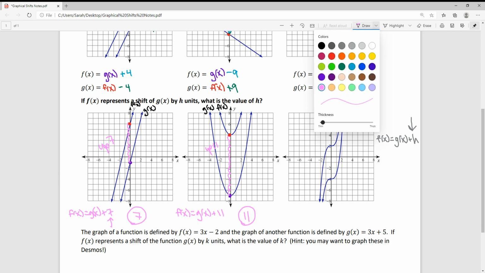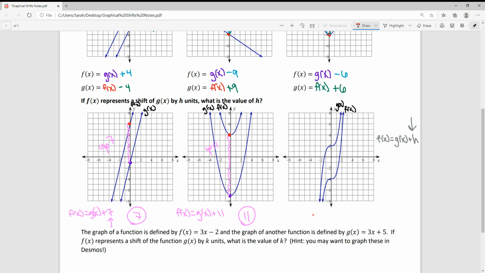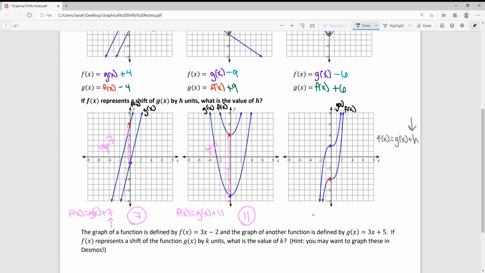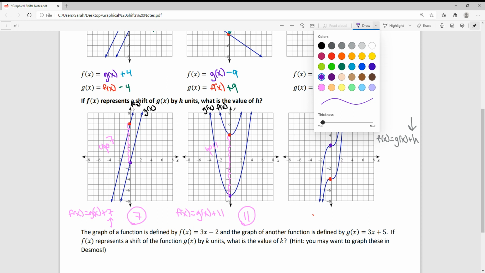Last but not least, out of these ones at least, my f graph is the one that's kind of to the left or to the right or the bottom, however you want to think of it. Its y-intercept is this red dot. My g graph is the other one. Its y-intercept is this purple dot. How am I getting from g, the purple dot, to f, the red dot?